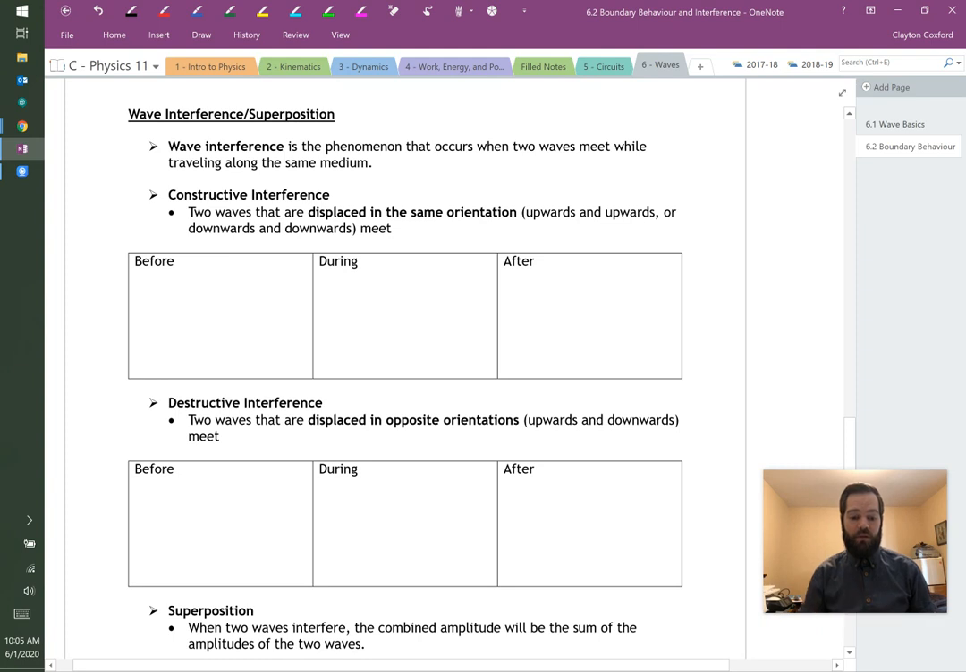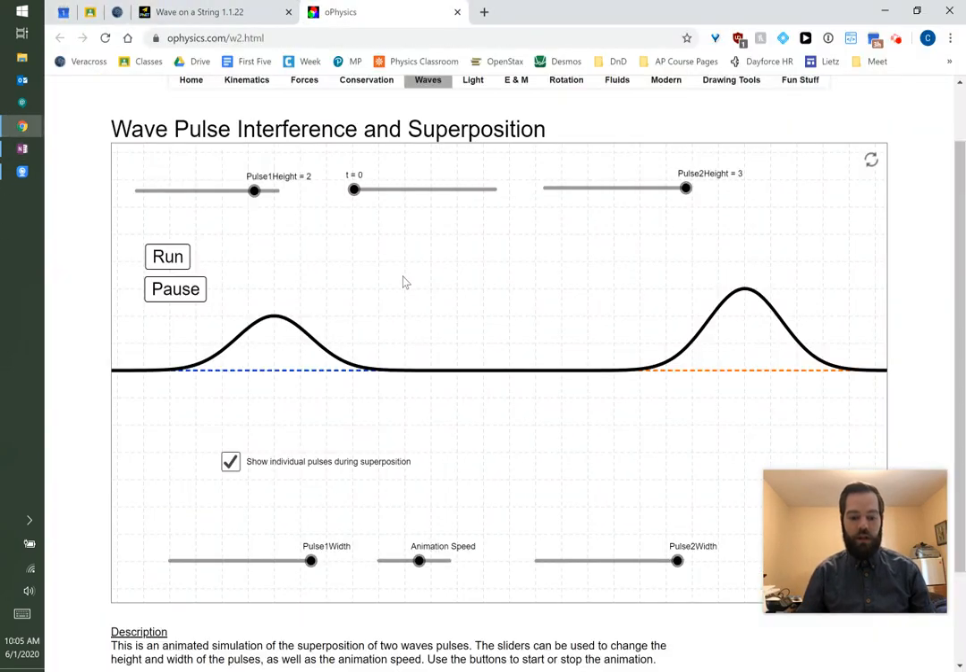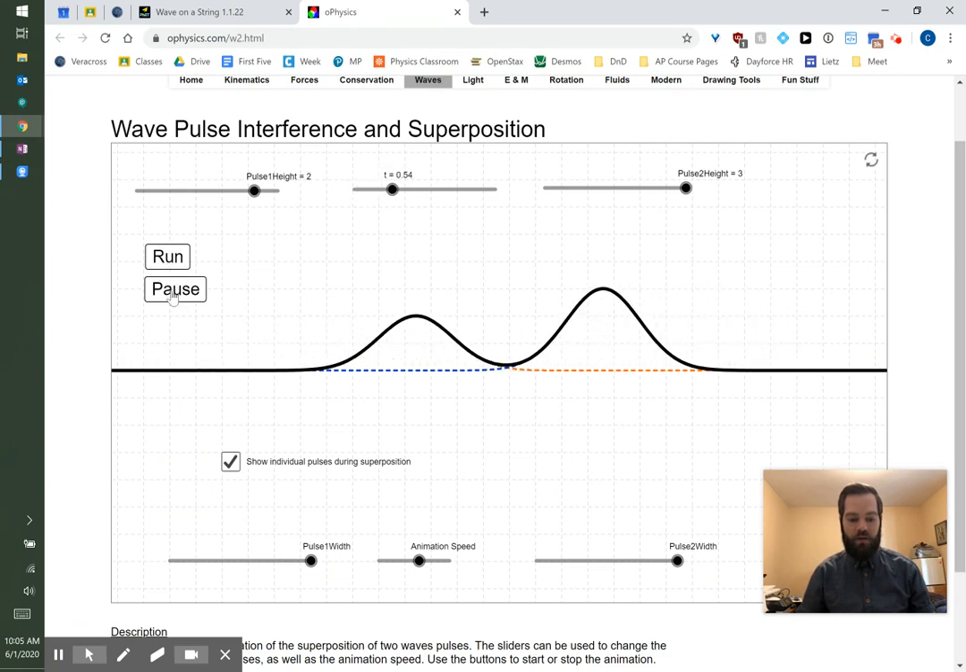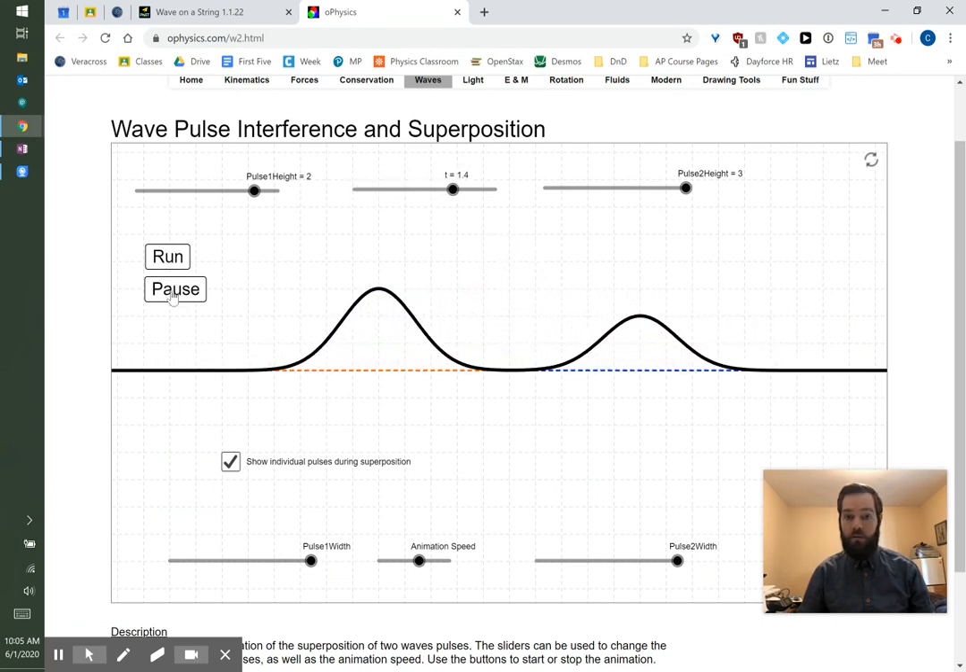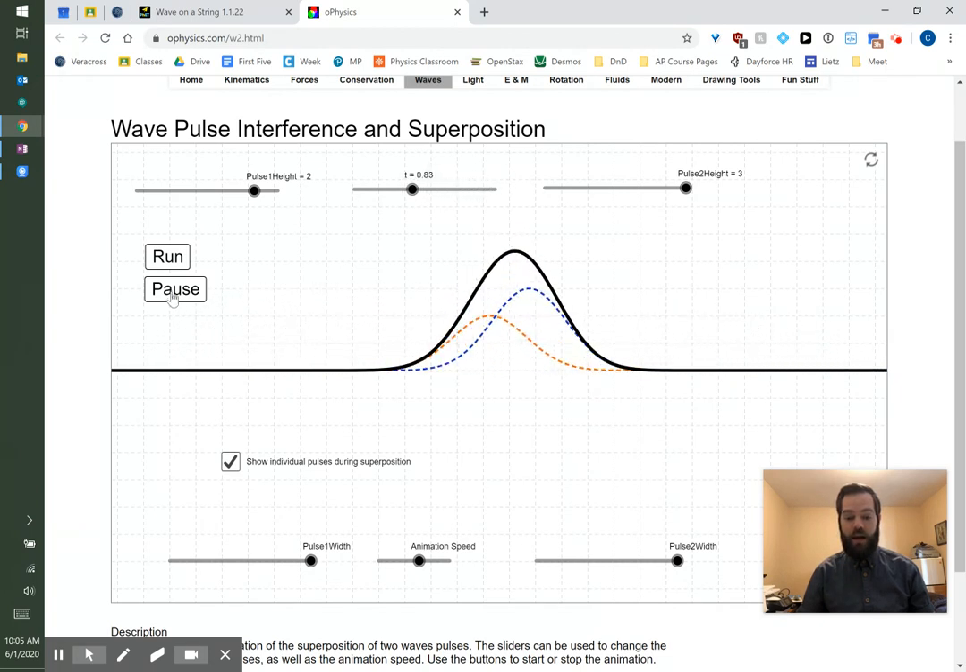So constructive interference is when two waves have the same orientation. It means that they're both upright or they're both inverted and they interact with each other. So we saw this in the activity. It looks something like this. And when we run this, we see when they have the same orientation, they're both upright, they stack up.